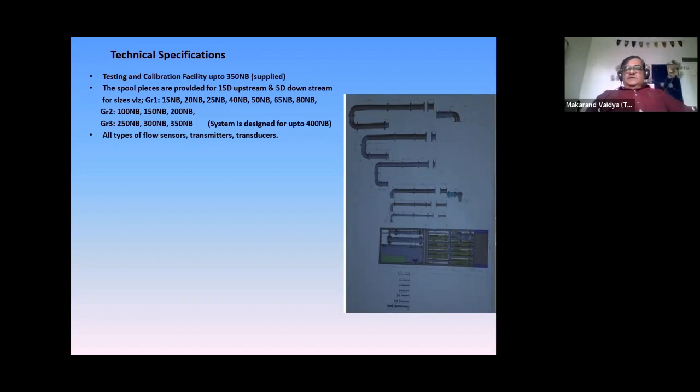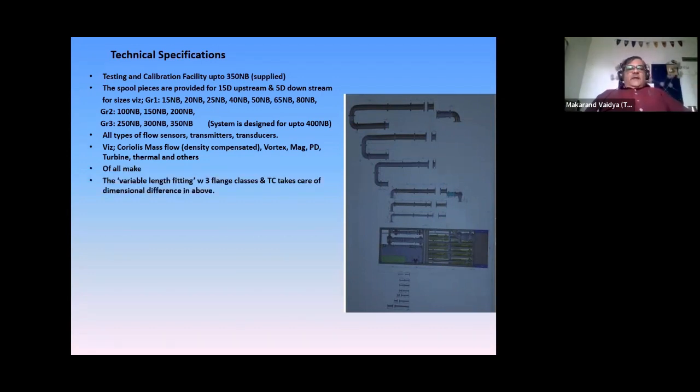And the basic skid is down there, in which the master meters can be seen, and the pumps, the accumulator tank, the control panel, etc. So in this, all types of flow sensors, transmitters, and transducers can be calibrated. The names are already given, of all makes. It was provided with a variable length fitting with three flange classes and TC to take care of dimensional differences of various types and various makes.